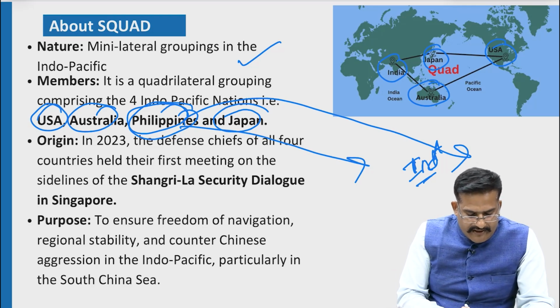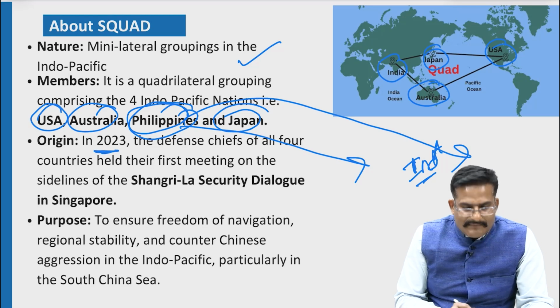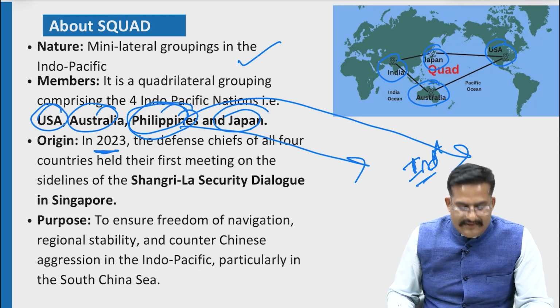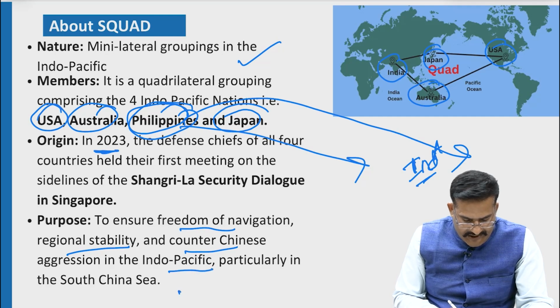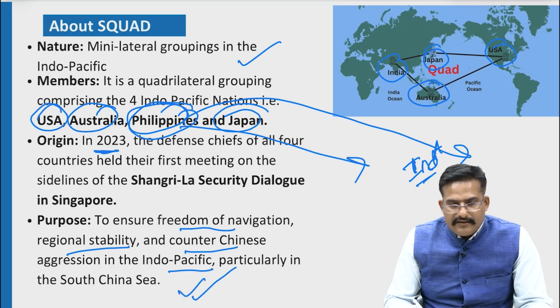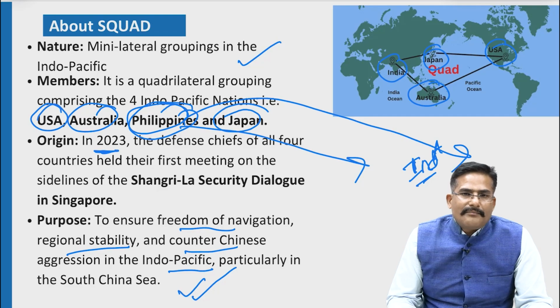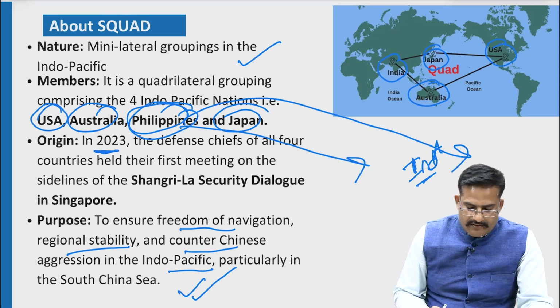What is the origin of the SQUAD? It basically started in 2023, and its purpose is to ensure freedom of navigation, regional stability, and counter Chinese aggression in the Indo-Pacific, particularly in the South China Sea. You can see the Philippines is part and parcel of the South China Sea, and they are quite frustrated with the military activities of China. That's why they have come into this kind of grouping.